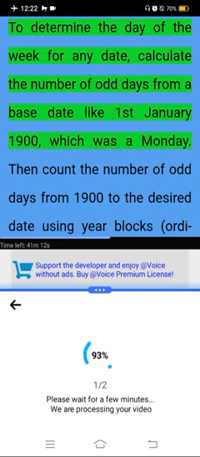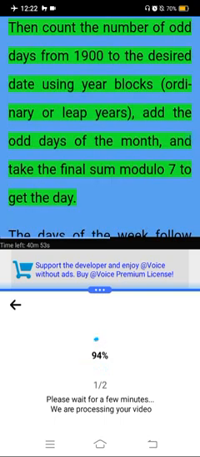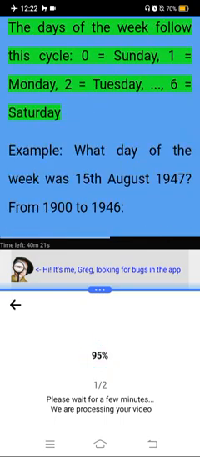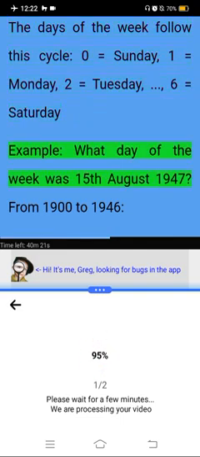To determine the day of the week for any date, calculate the number of odd days from a base date like the 1st of January 1900, which was a Monday. Then count the number of odd days from 1900 to the desired date using year blocks, ordinary or leap years, add the odd days of the month, and take the final sum modulo 7 to get the day. The days of the week follow this cycle: 0 equals Sunday, 1 equals Monday, 2 equals Tuesday, up to 6 equals Saturday.